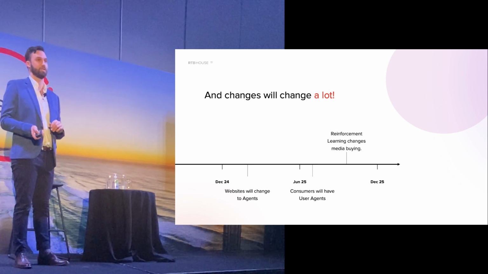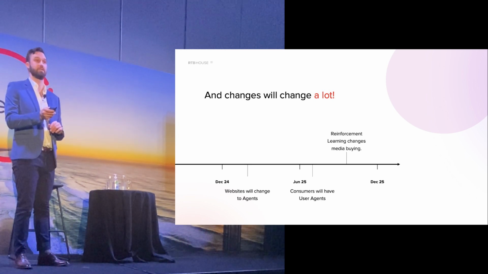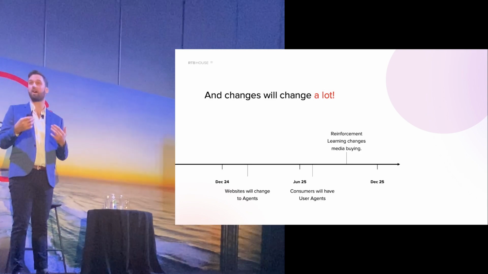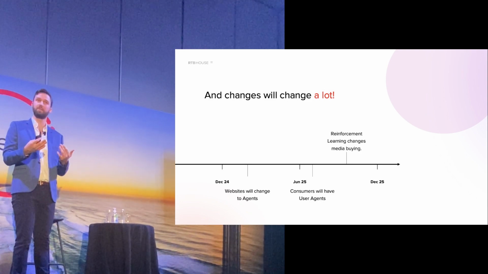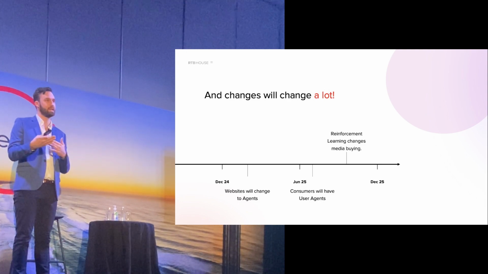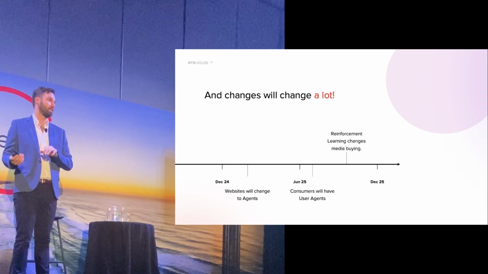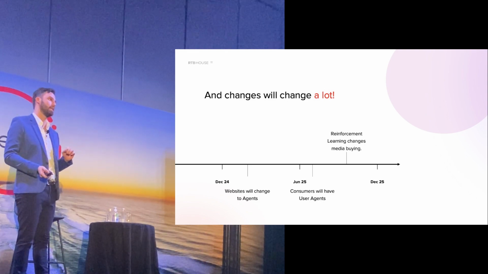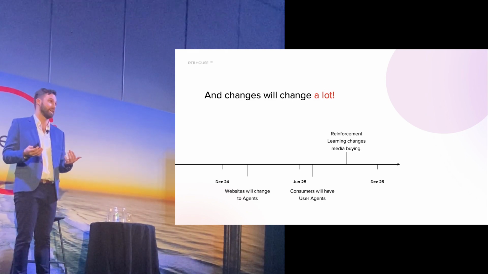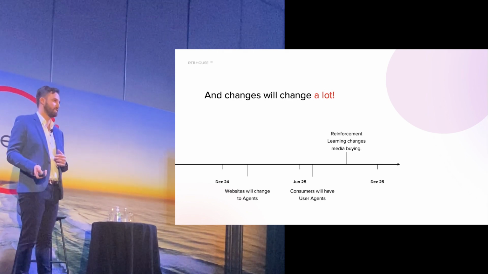Consumers will then have their own user agents. Those user agents from the consumer will be able to interact with the website agents. You'll be able to ask your user agent to do something, find the information online, interact with website agents, and do it for you on your behalf. So the way we're going to be browsing online will most likely shift in the next couple of years, and it's up to us to work out how we can properly monetize that.